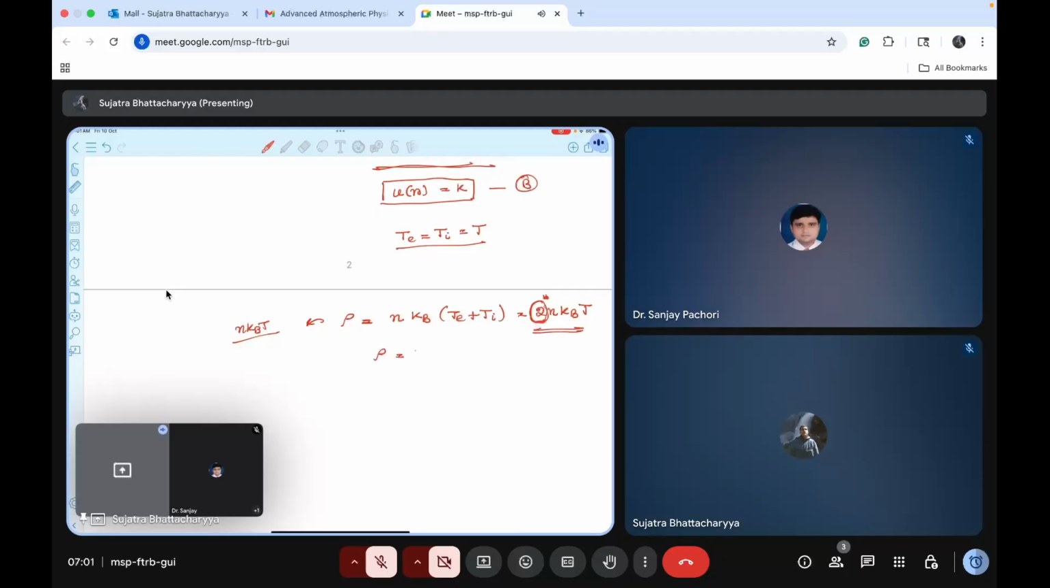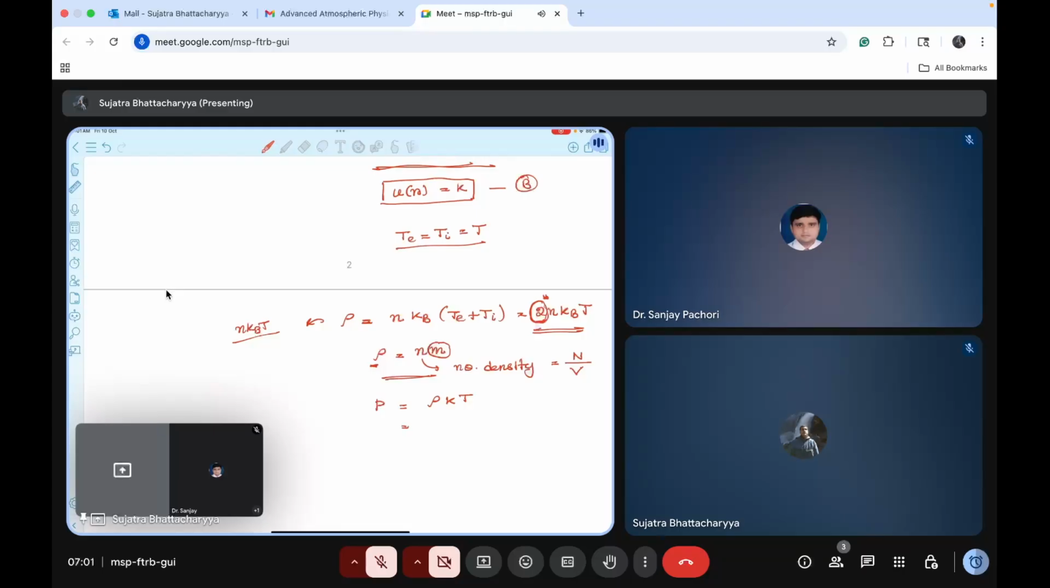So rho is equal to n into m. Why n into m? What is n? It is the number density of the charged particles which are present. So number density is nothing but the number of charged particles divided by volume. And if m is the mass of the plasma or charged particles, then n times m by V is nothing but the density. So this is fine. Okay. Now the pressure, you know that it is your rho into kT.